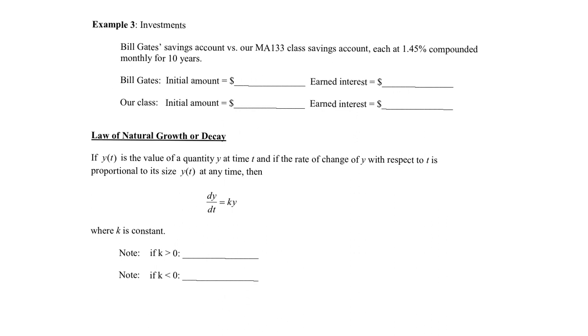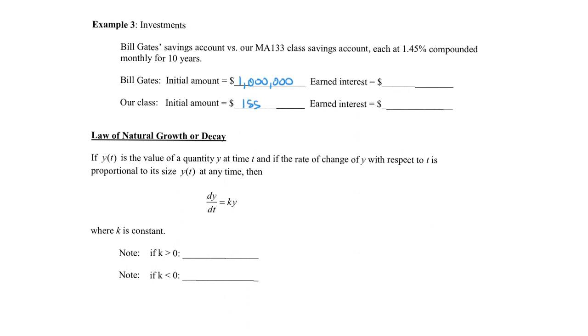So let's say Bill Gates stops by our college and wants to open an account in the bank nearby. And we also want to open our Math 133 class savings account. Each of these accounts, let's say, will be at 1.45% compounded monthly for 10 years. So Bill Gates, let's say his initial amount is $1 million. And let's say our initial amount, we put all of our money together and we have $155.